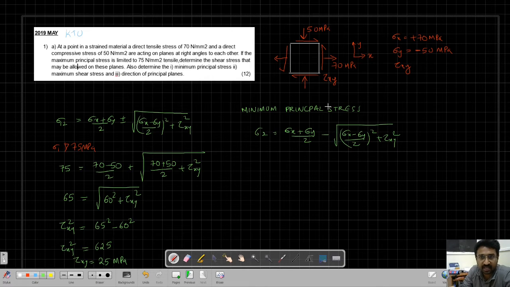There is another, easier way, if you know a small identity. The identity is that irrespective of the orientation, the sum of the normal stresses in a stress block at a point will always be constant.